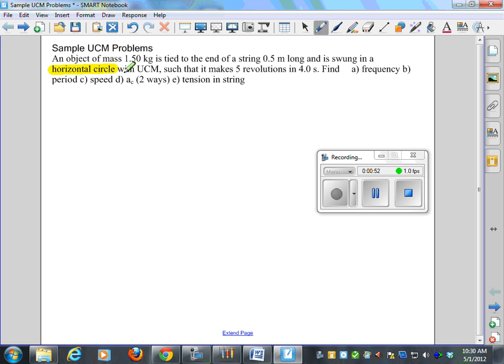Well, that's a good point that you brought up, Zach. We'll have to make sure we know what they mean. What does frequency mean? Frequency refers to the number of revolutions per second. How many times does it go all the way around in 1 second?